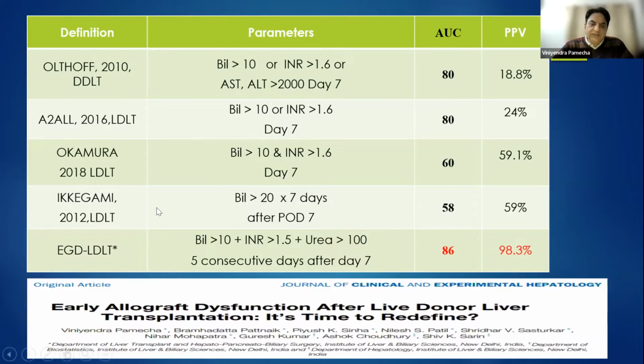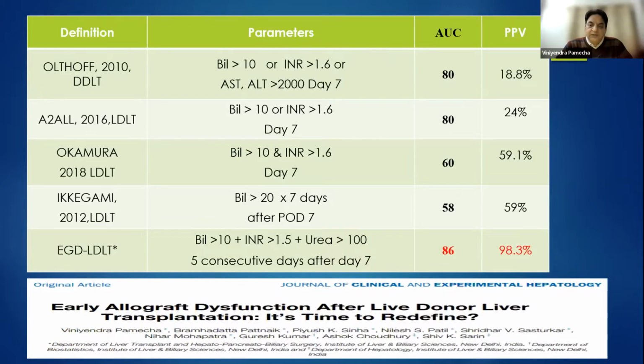So our definition is basically bilirubin of more than 10 plus INR of more than 1.5 plus urea of more than 100 for 5 consecutive days after day 7. We had a very high predictive value of around 98% in these patients. If you have this type of patient, then the mortality will be about 90% in spite of all resources being used to prevent it. This is important because then you can decide on retransplantation, whether to offer a retransplant or not.